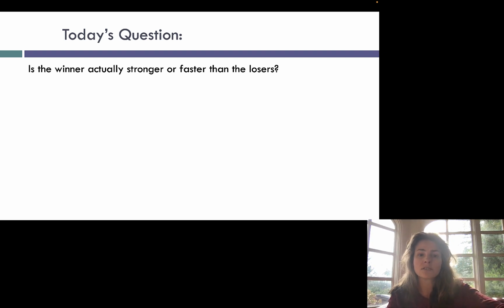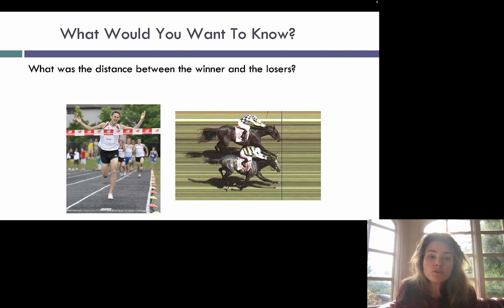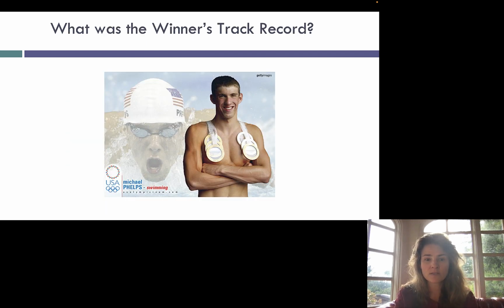Is the winner actually stronger or faster than the losers? What would you want to know if you wanted to know that? You'd probably want to know how much they won by. On the left, that guy looks stronger and faster, winning by quite a bit. On the right, one of those horses is about to win by a nose. So what was the distance between the winners and losers?